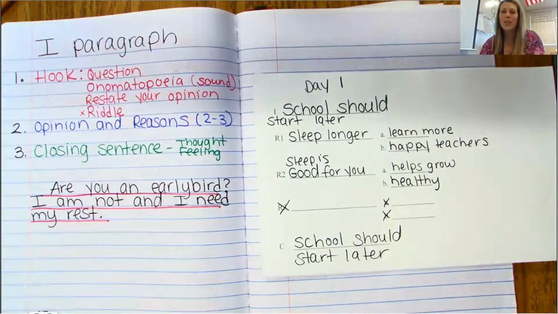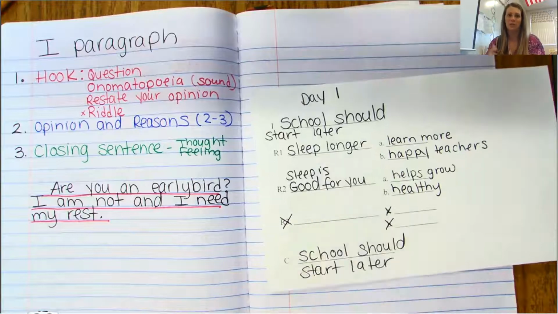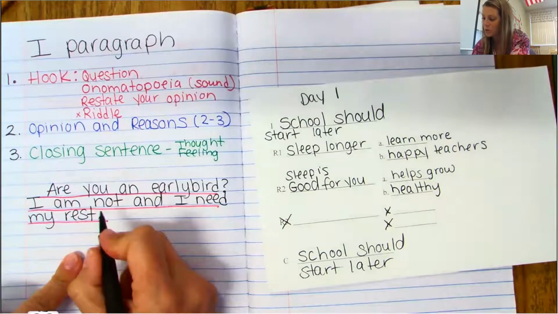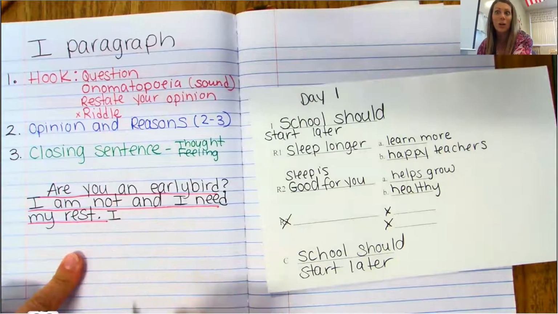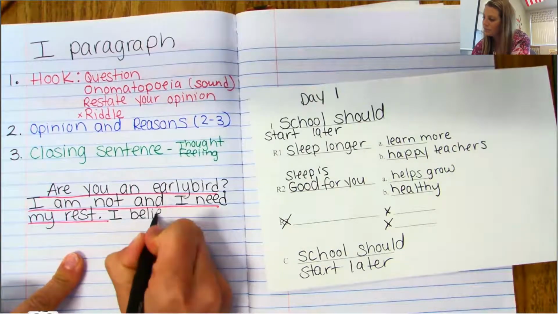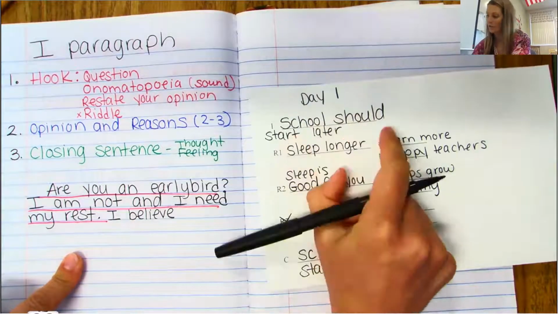All right, so then the next sentence is our opinion with those reasons we had on our graphic organizer, okay? So when we say our opinion, we say, I think, I feel, I believe. So I'm going to start with I believe. And I'm not indenting or anything. I'm just putting it right next to my hook. I believe that school should start later.